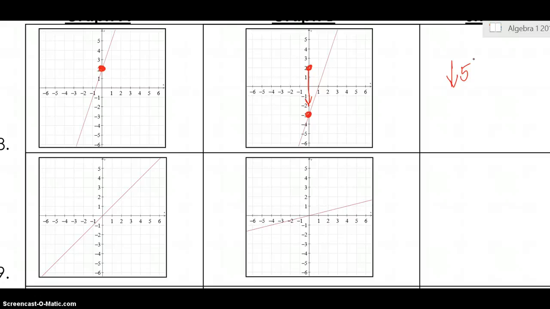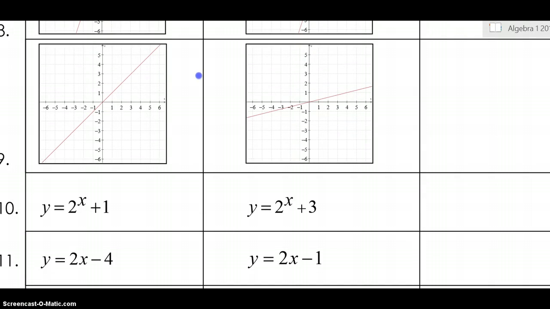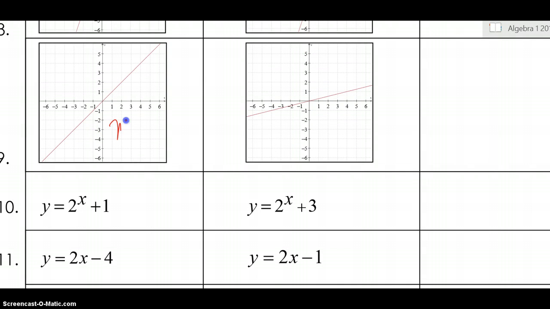Okay, now number 9 is different from 8. 8 is the exact same graph, only shifted down. But in number 9, what about the line changes? The slope changes, right? They both go through the origin, so the y-intercept is the same. But talk to me about the slope. What is the slope in graph A? What's the slope in this graph?